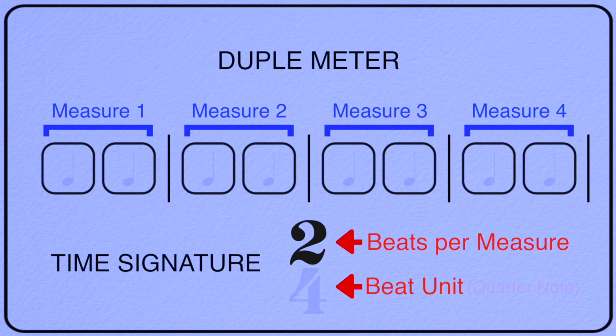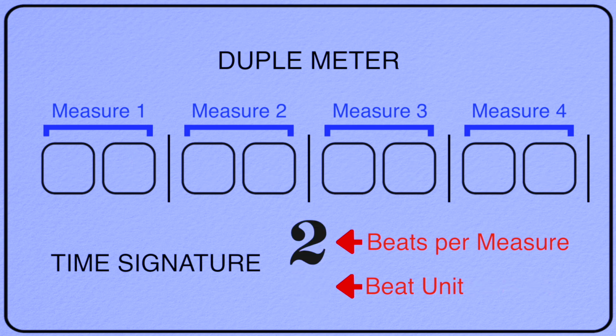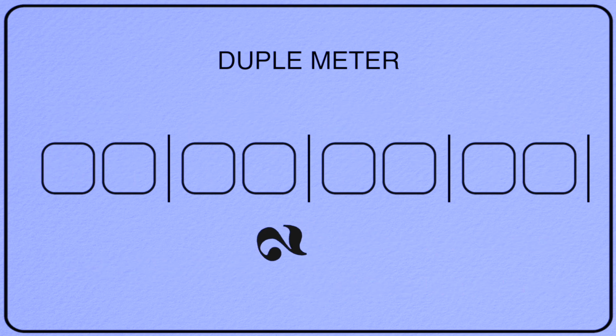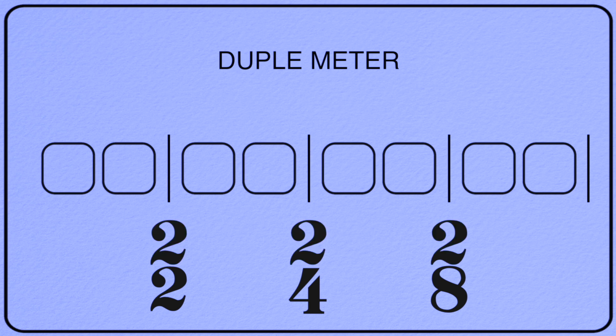Now the quarter note doesn't have to be the beat unit. We could have given a half note to each beat, and the bottom number of our time signature would be 2. 2 beats in each measure, and the half note gets 1 beat. Or we could decide to give an eighth note to each beat. That makes our time signature 2/8. So 2/2, 2/4, and 2/8 are all the same kind of meter, simple duple. They all have 2 beats in each measure. We're just changing which note value gets 1 beat.